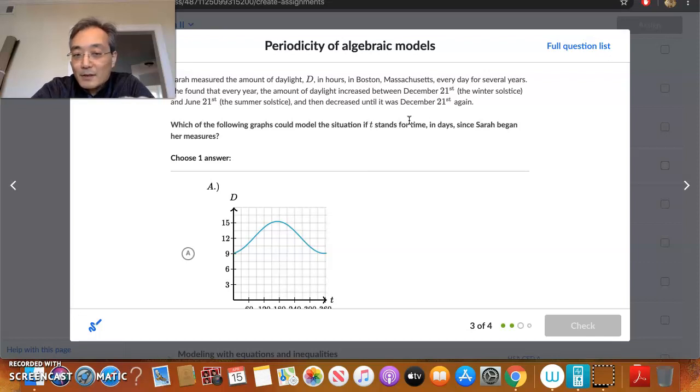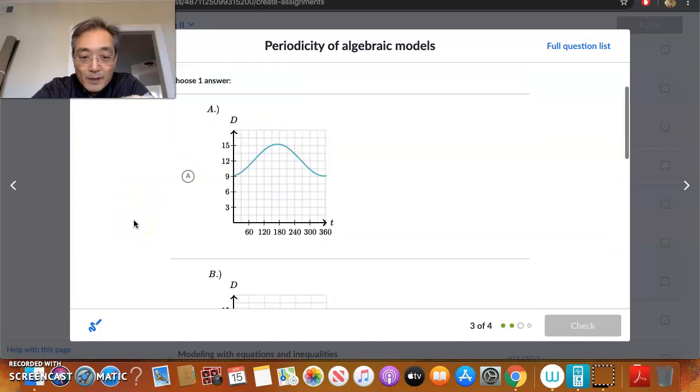All right, they didn't tell us how many hours it increased or decreased by, so we don't know that. But we do know that up to 180 the graph should be increasing, and from 180 to 360 the graph should be decreasing. Okay, so again, from 0 to 180 it should be increasing, and from 180 to 360 it should be decreasing. This looks pretty good. Okay, number of hours of daylight.